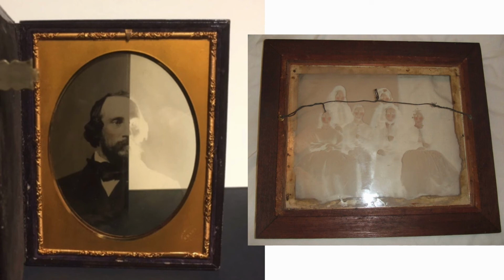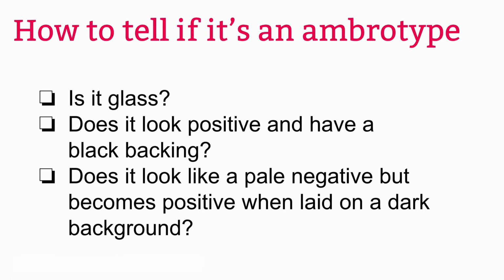So you know you have an ambrotype. Oh wait, I have a slide about that. So you know you have an ambrotype if it's glass, and if it has a black backing, be it either painted on or it's sitting on a card or you place it on something black, it looks positive. But if it's not on a backing, it looks like a pale negative and a little weird. So that's how you tell if it's an ambrotype.